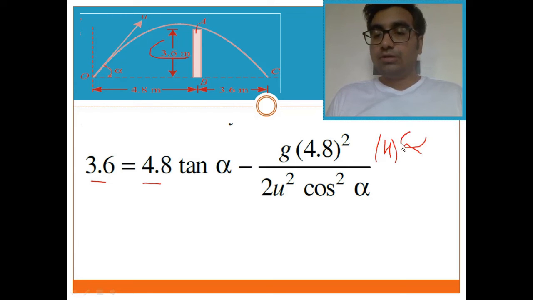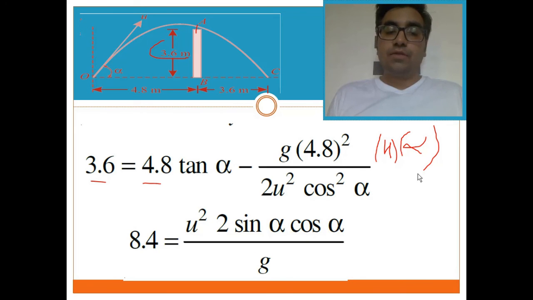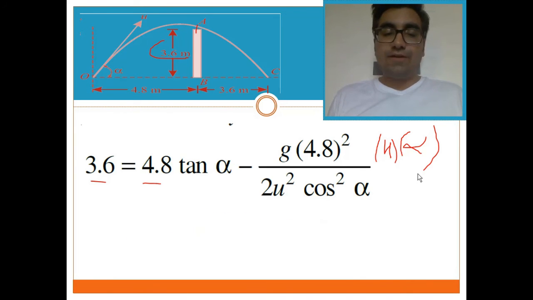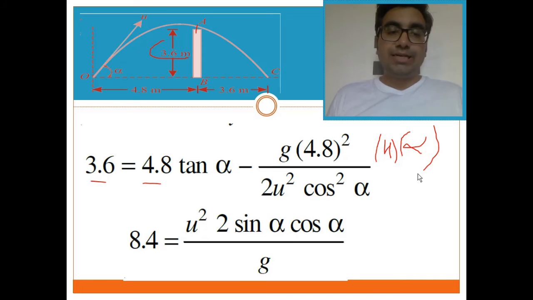So we are supposed to have another equation in terms of u and alpha. So I take the formula of range. The range is 3.6 plus 4.8, that becomes 8.4. 8.4 is equal to u square 2 sin alpha cos alpha upon g.